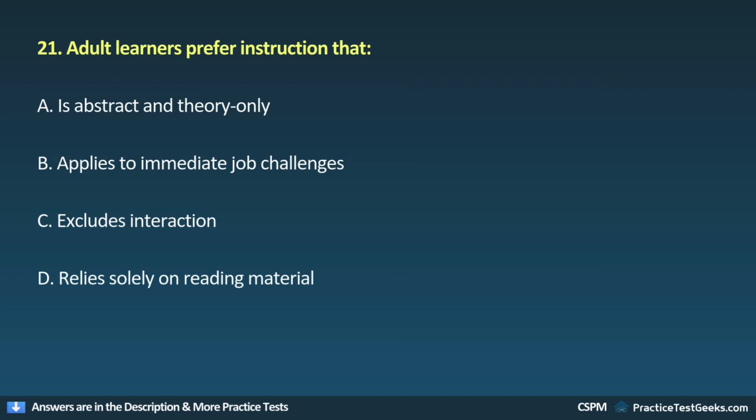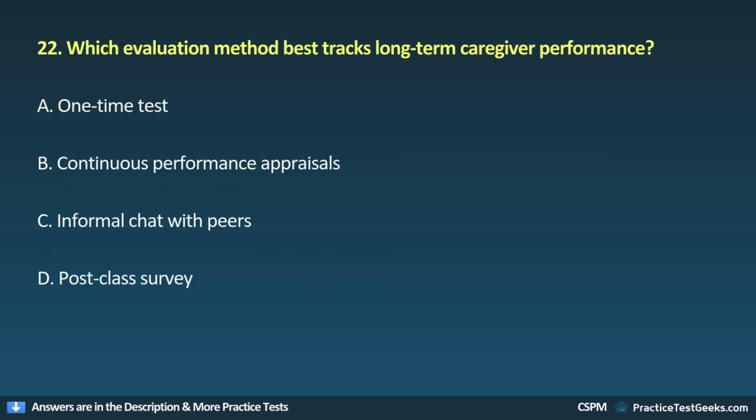21. Adult learners prefer instruction that A. Is abstract and theory only. B. Applies to immediate job challenges. C. Excludes interaction. D. Relies solely on reading material. 22. Which evaluation method best tracks long-term caregiver performance?